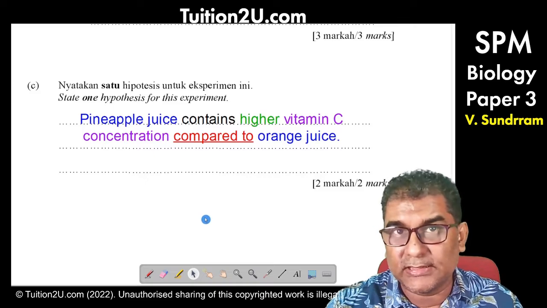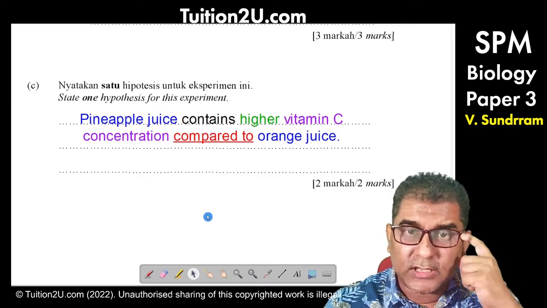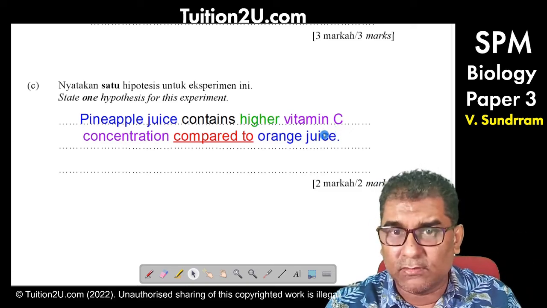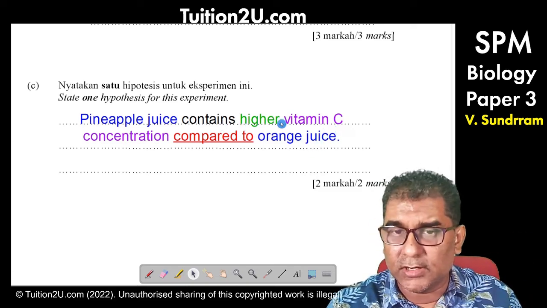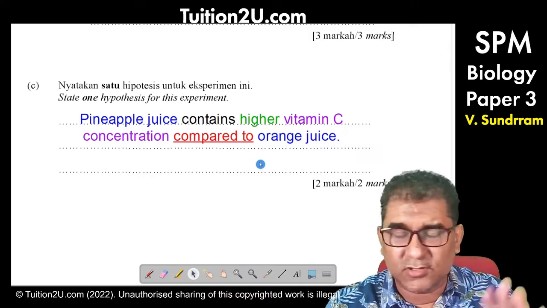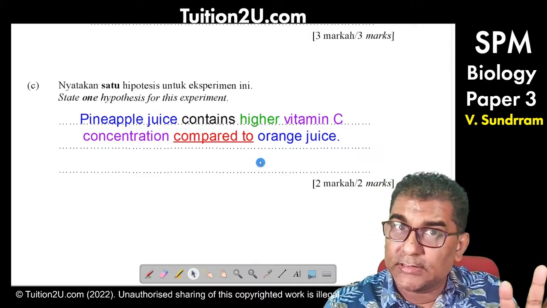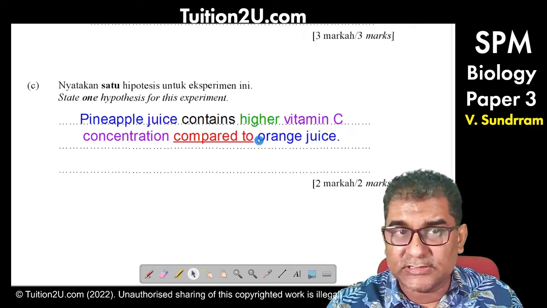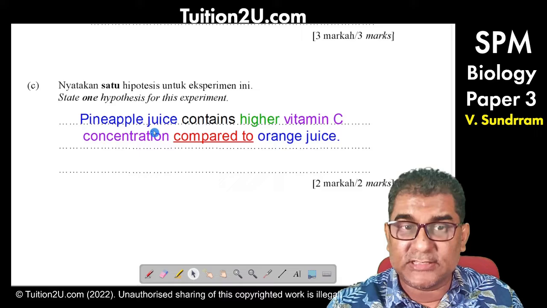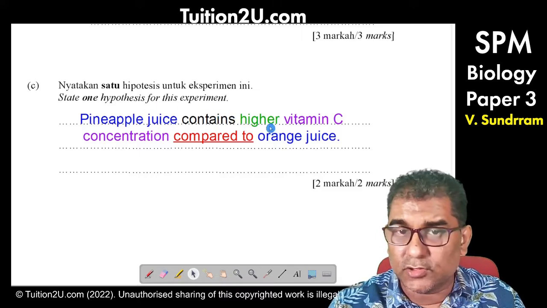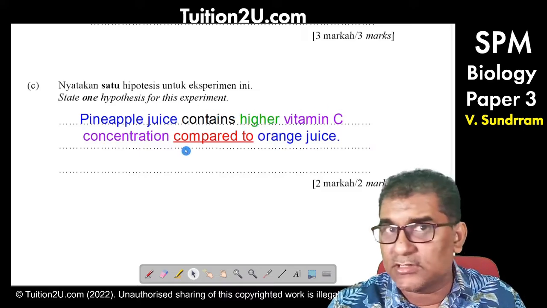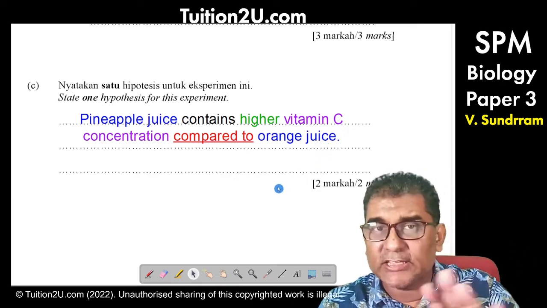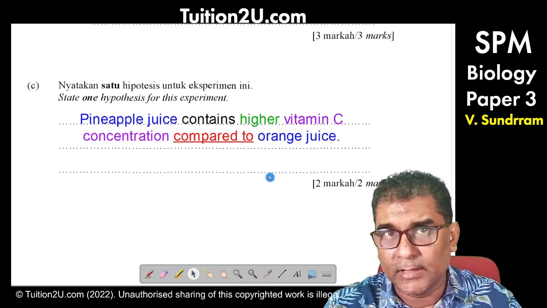Higher is supposed to be the data. So you can write pineapple juice contains higher vitamin C, or you can write the other way around: orange juice contains lower vitamin C concentration. Your choice, as long as manipulated and responding are there. The hypothesis doesn't have to be the right one. For example, if I wrote here, pineapple juice contains lower vitamin C concentration compared to orange juice, you still accept it. When you do the experiment, you're going to prove it's wrong.